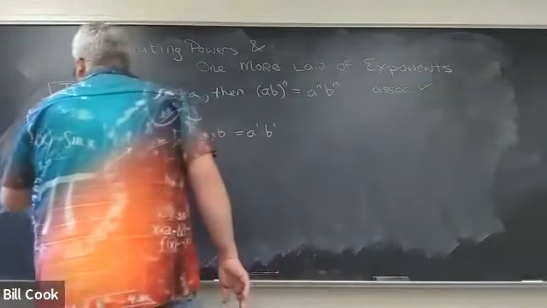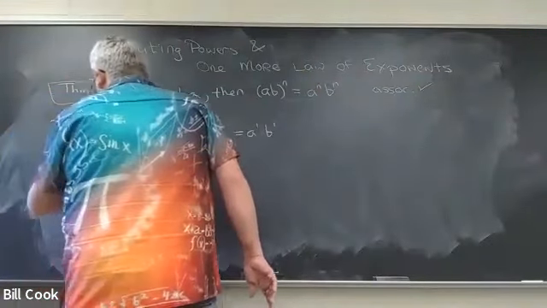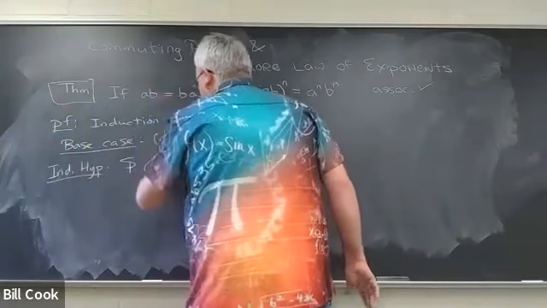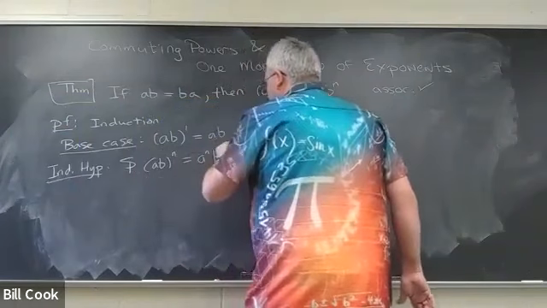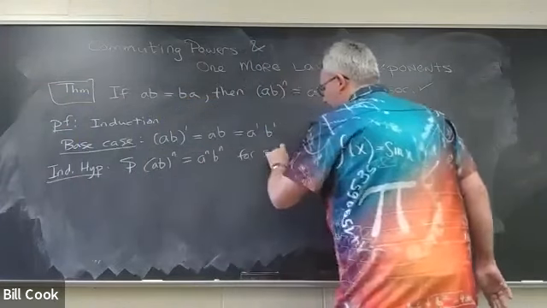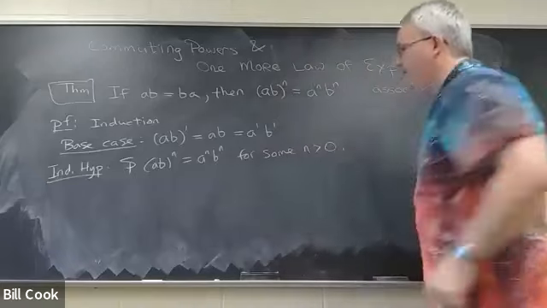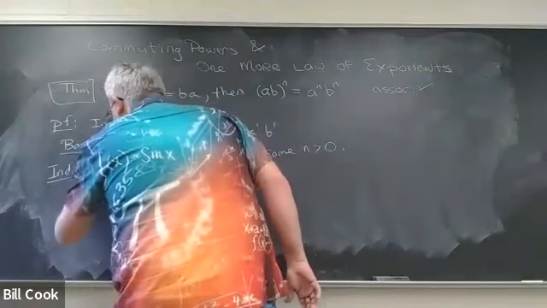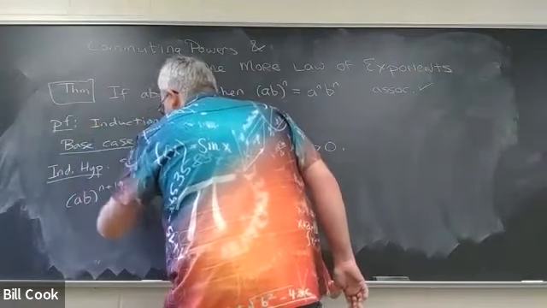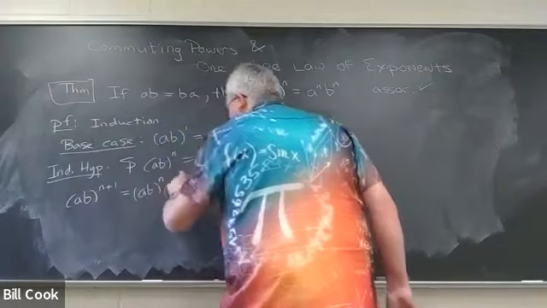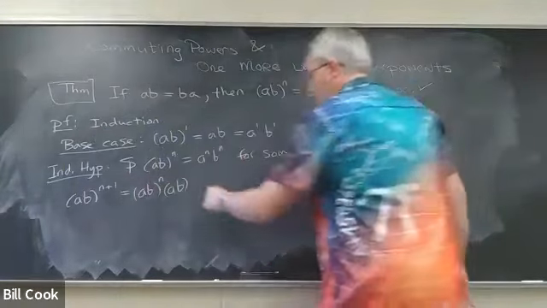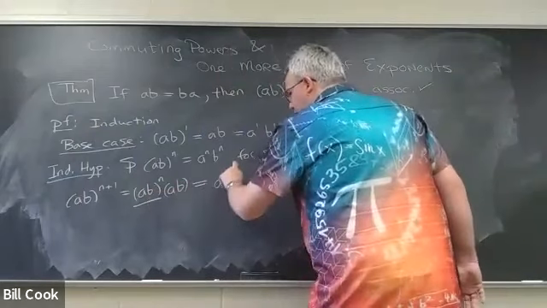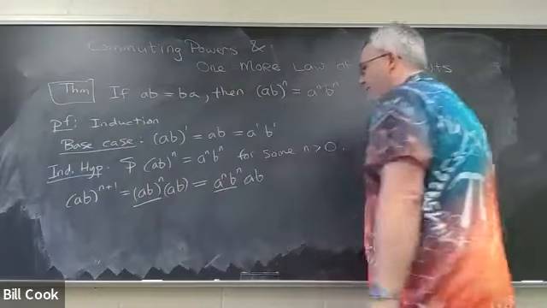So inductive hypothesis. Let's suppose that AB to the n equals A to the n, B to the n for some positive n, okay? And we want to show that it holds for one more. Well, if we take AB to the n plus 1, by definition, that's AB to the n times one more copy of AB. Well, we apply our inductive hypothesis, and we get that that's A to the n, B to the n times AB.